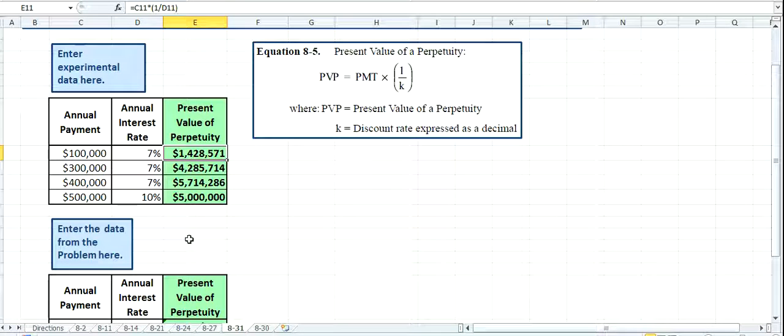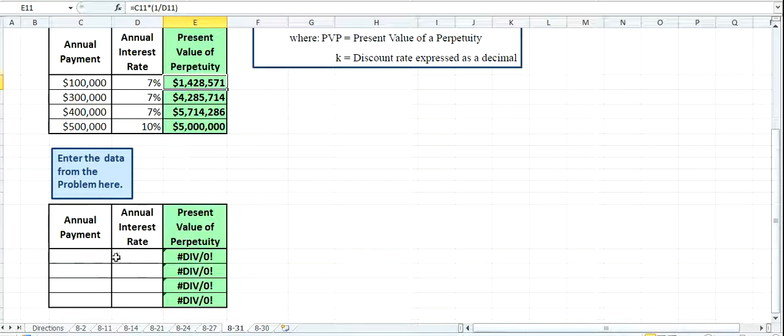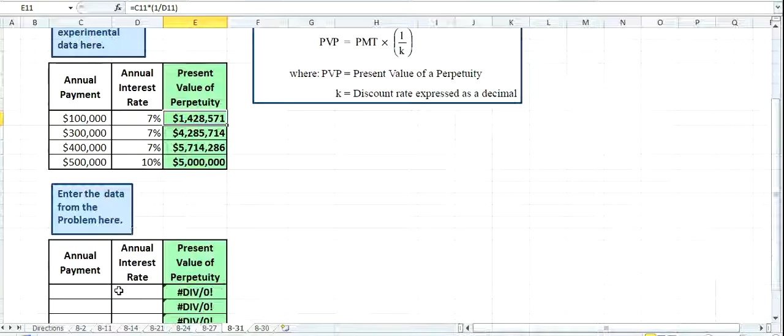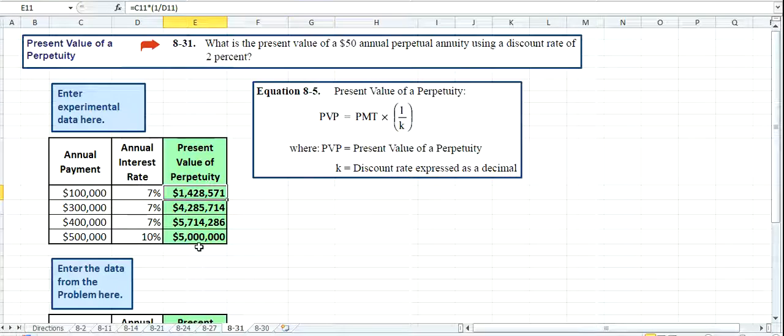So that's all that is. So make sure that you put in the right numbers down here for one of these rows from the problem, and you will get the correct answer. Okay.